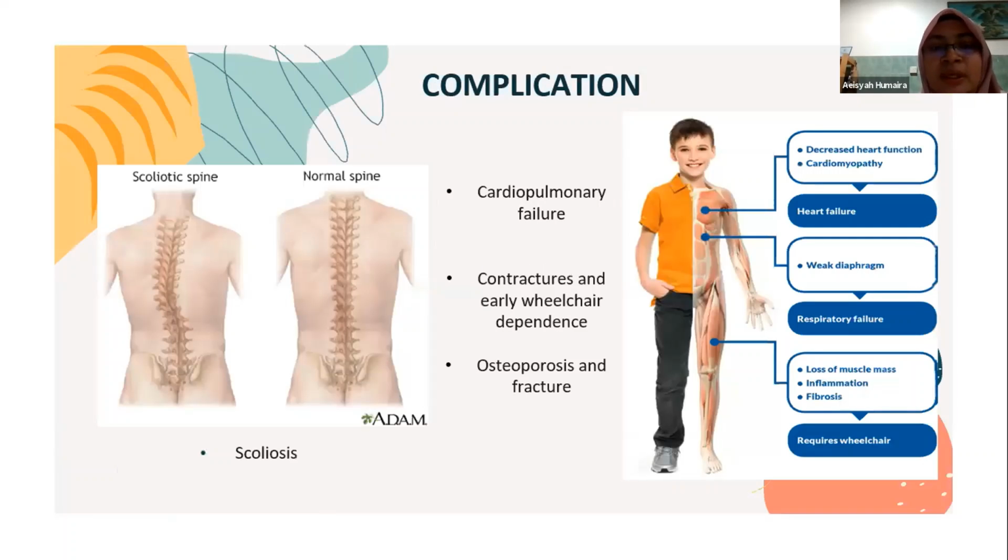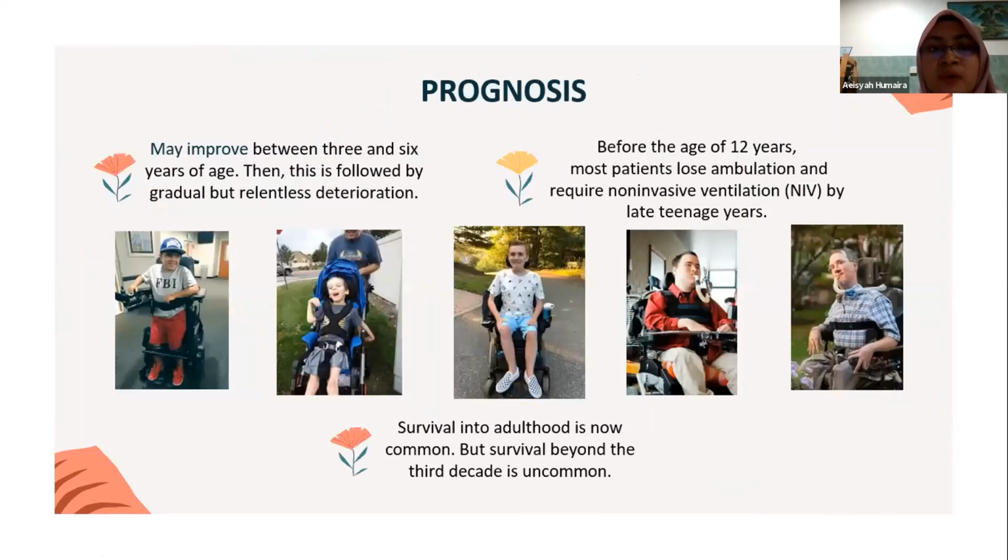For the complications, the patient might come with scoliosis, which is a spine curve from side to side in an S or C shape. The complications might shorten the lifespan, as the patient might have cardiopulmonary failure. Decreased heart function and cardiomyopathy lead to heart failure, and a weak diaphragm leads to respiratory failure. The patient also might be confined to a wheelchair and have contractures. And the patient usually also falls and causes fractures and osteoporosis.